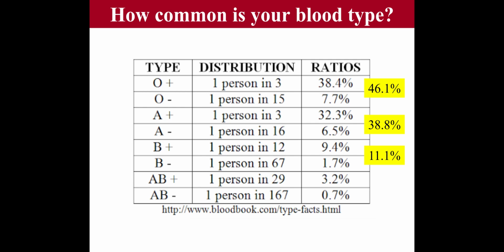And then the most rare, AB positive, is 1 in 29 people. AB negative is 1 in 167. So people with type AB make up 3.9% of the population.